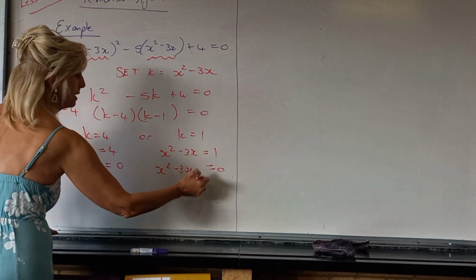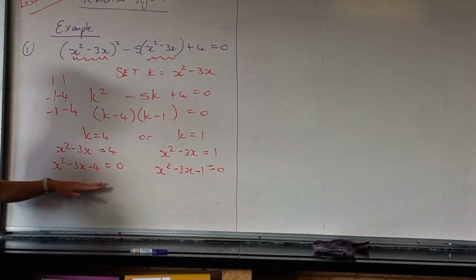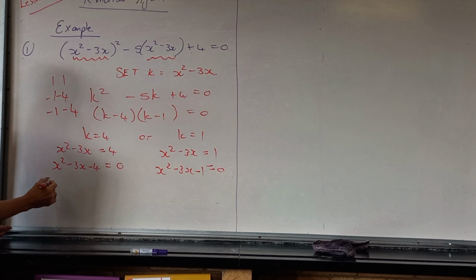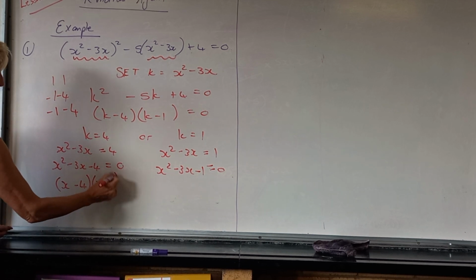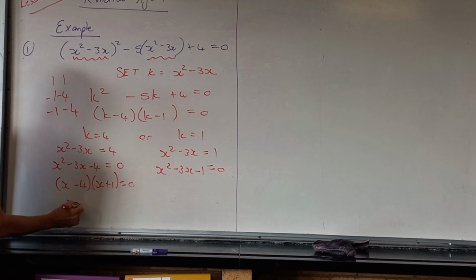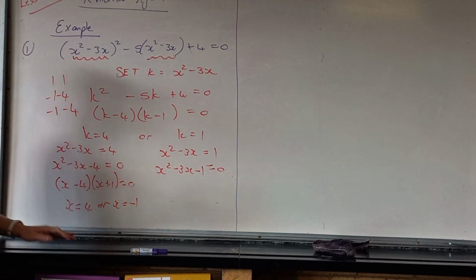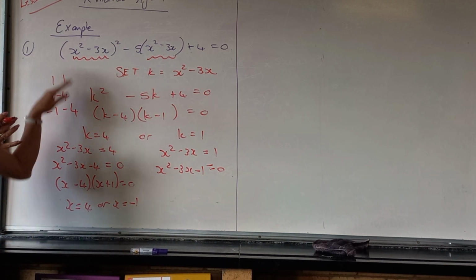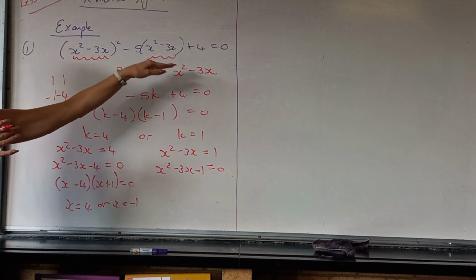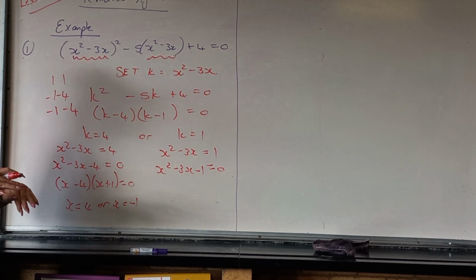Bringing across the 1 becomes a negative 1. So now I've got to go and find factors for this one, and what is it? 4. So that my answers are 4 or negative 1. The previous lesson we had exclusions. Any exclusions in the sum? And why not? It's not a fraction. There's not fractions that have denominators with variables in them.